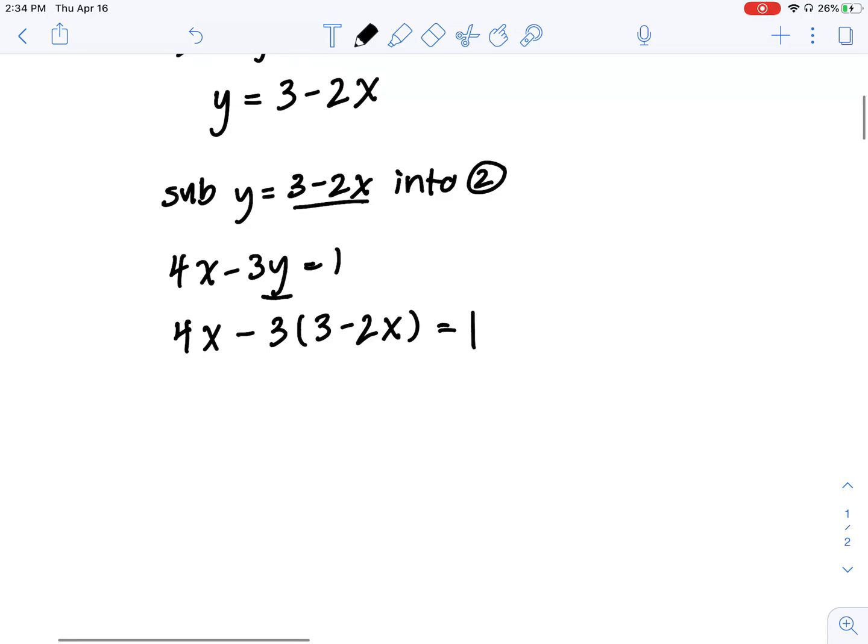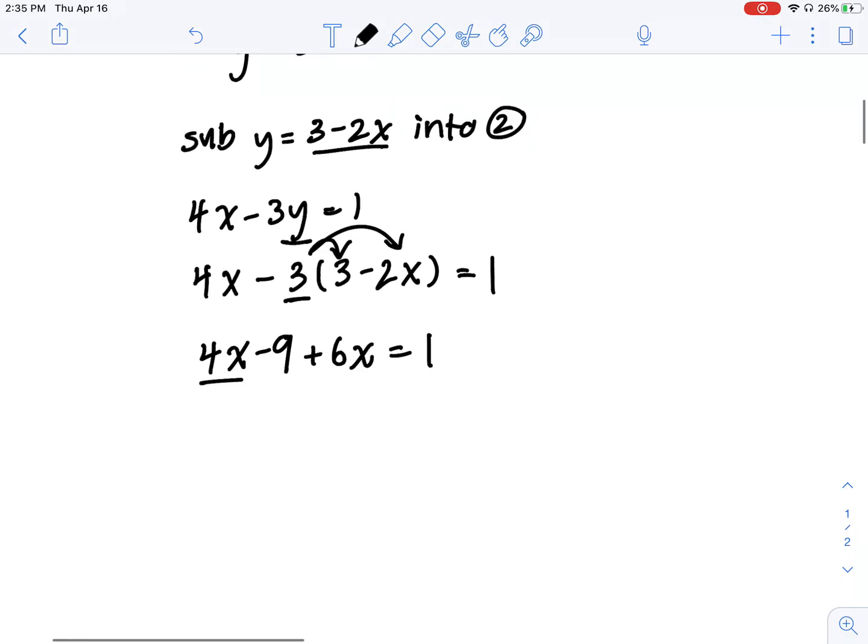Now that my entire equation is in terms of x, I can actually solve for x. So I'm going to start by opening up this bracket by distributing everything inside by minus 3. 4x, minus 3 times 3 is minus 9, and minus 3 times minus 2x is positive 6x, equals 1. Now I can add my like terms. 4x plus 6x is 10x, minus 9 stays there, equals 1.